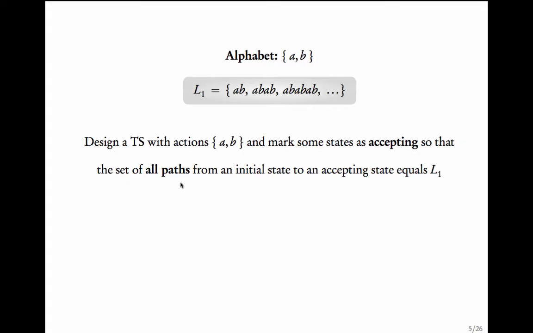What do I mean by that? Once I design this transition system and mark some states as accepting, I will look at all paths that can take me from some initial state to some accepting state. It will be some A, B, depending on whatever the transitions are. And let me look at all the paths. My requirement is that in these paths, let us design it and you will understand more clearly what I mean by this. Let's start.